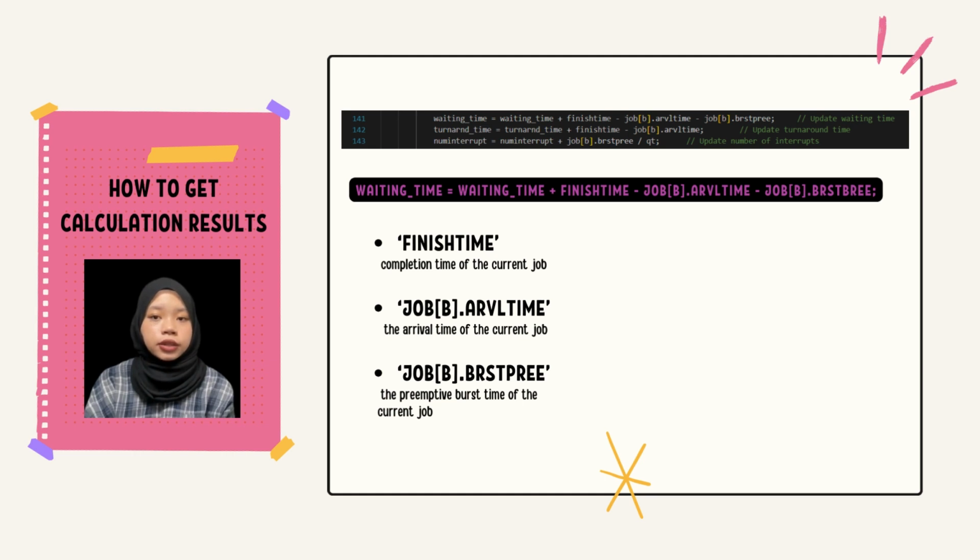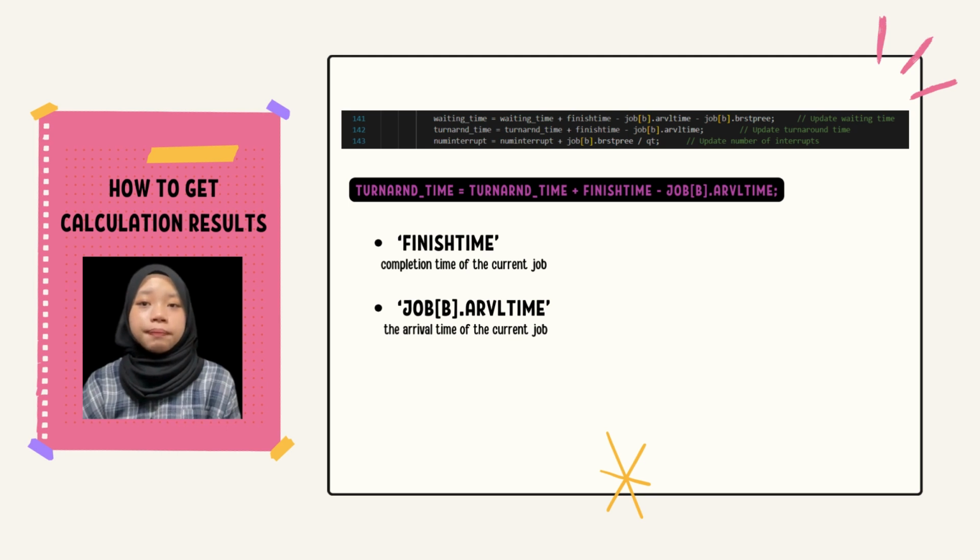The formula calculates the waiting time by subtracting the arrival time and preemptive burst time from the completion time and adding this to the current total waiting time. Finish time minus job B arrival time calculates the time elapsed from the arrival of the job to its completion. If the value is positive, it means the job has spent some time waiting in the ready queue before it started execution. So, when we subtract job B.arrival time from finish time, we are essentially subtracting the time the job spent waiting in the ready queue from the total time it took to complete. This provides an accurate measure of the waiting time for the job.